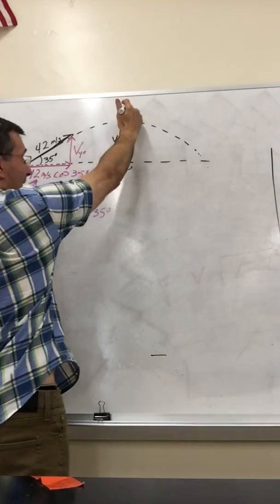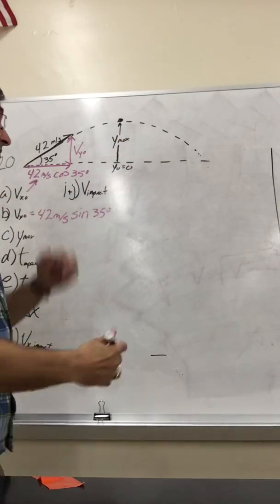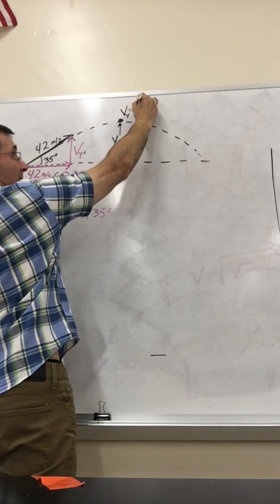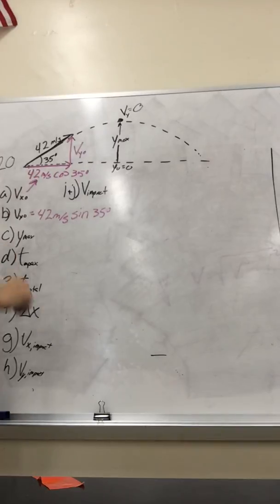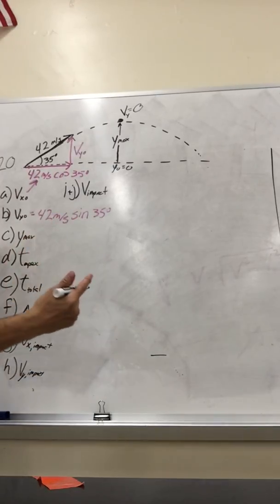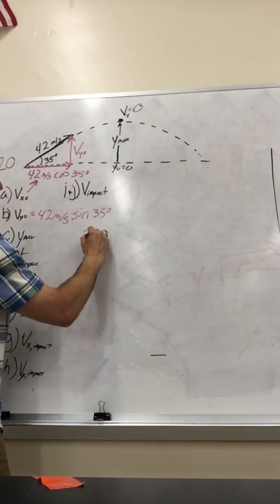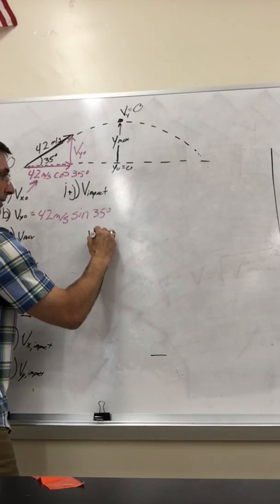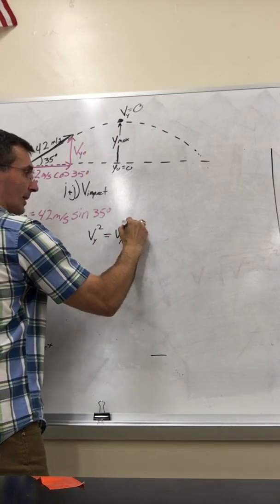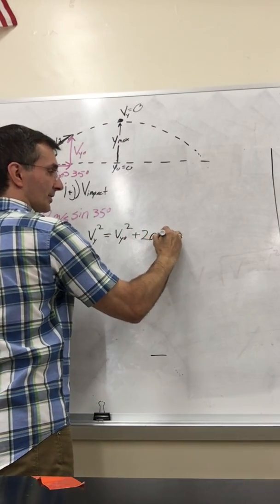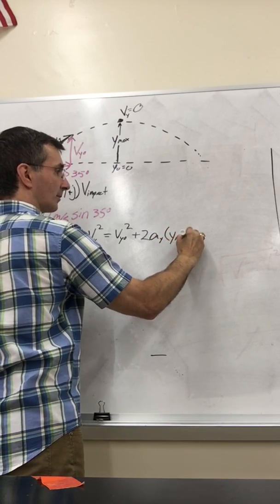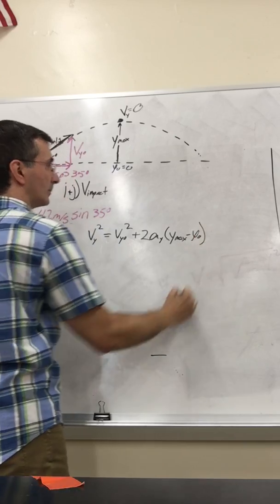Y max, we want to know how high it goes. You've got to apply your concepts here. At the maximum height, the velocity in the y direction is 0. So I can use the third formula, Vy squared equals V yo squared plus 2 times the acceleration in the y direction times y max minus y naught.